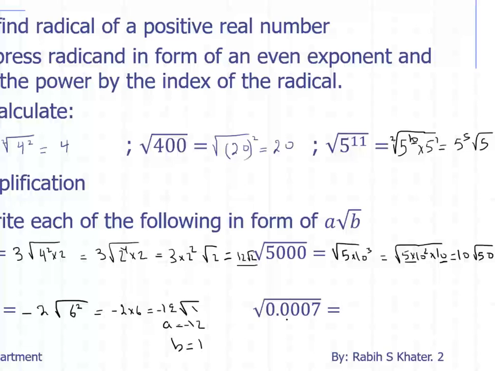Now, again, since it's in decimal form, try to write it in the form of a power of 10. Square root of 7 times, 1, 2, 3, 4 decimal positions, 10 power minus 4. Even power again, divide the power by the index to get 10 power minus 2 square root of 7.